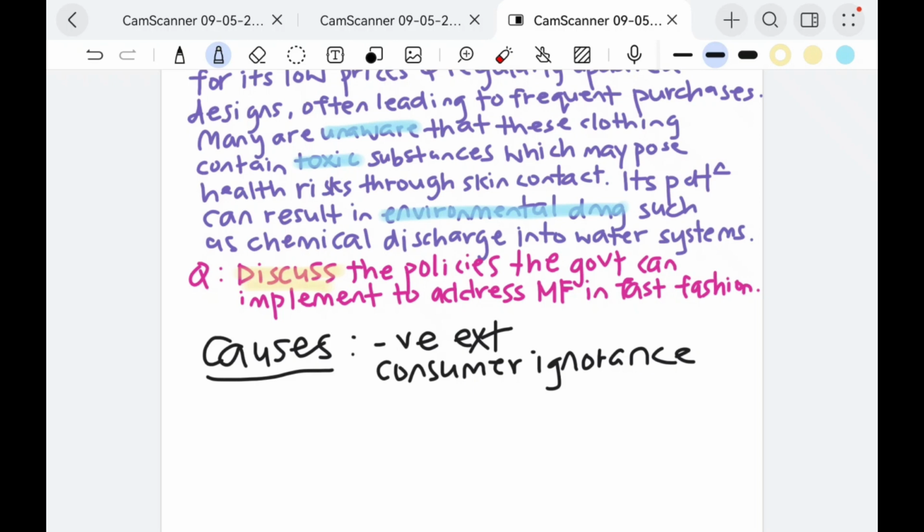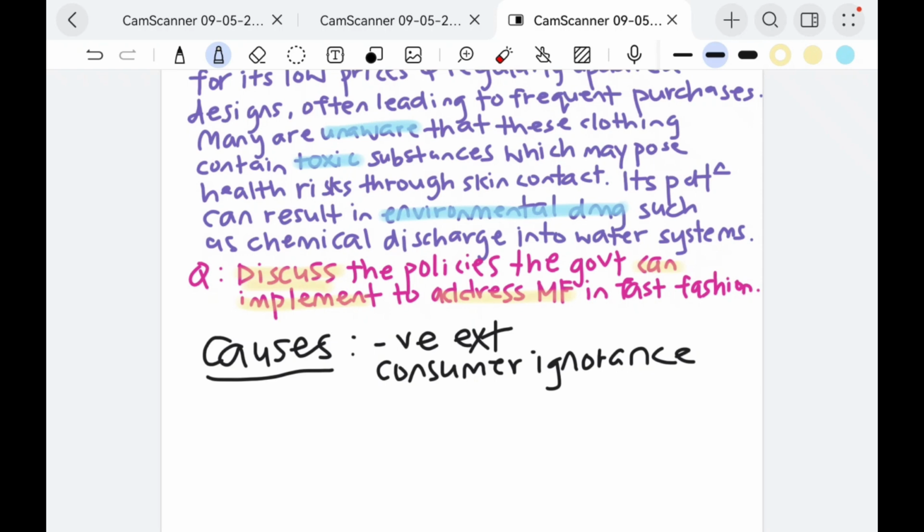We know that this is an evaluation question because you have to provide a view. So discuss, evaluate, compare, assess. These are very common eval question keywords. So when you see them, you definitely have to do some sort of examination of the policies that you are looking at. Okay, so: discuss the policies that the government can implement to address market failure in fast fashion.